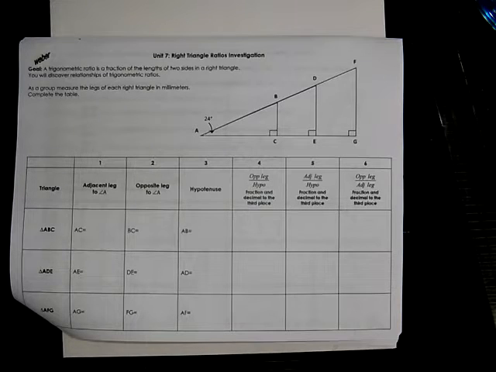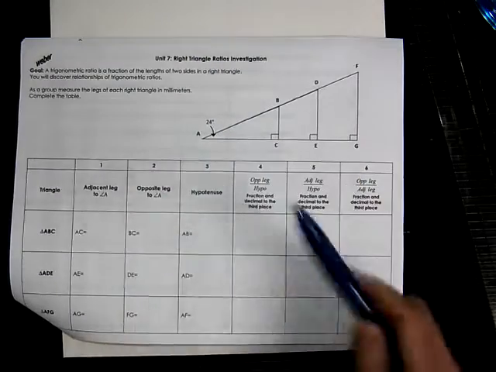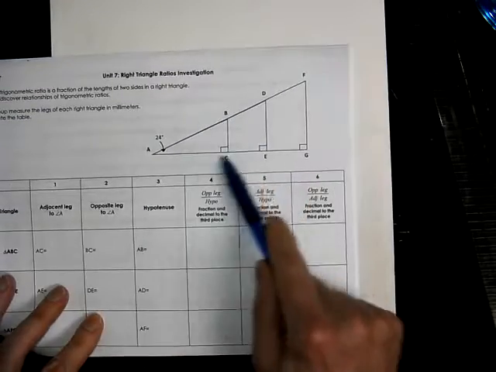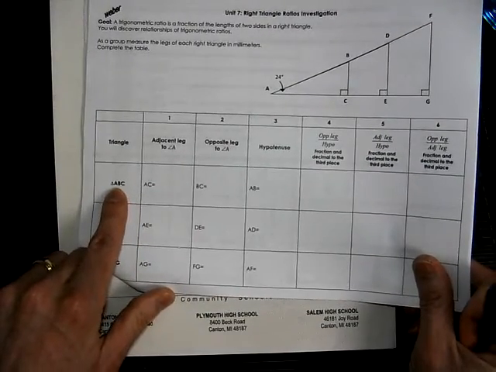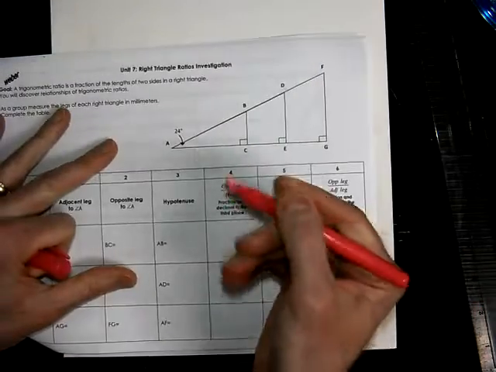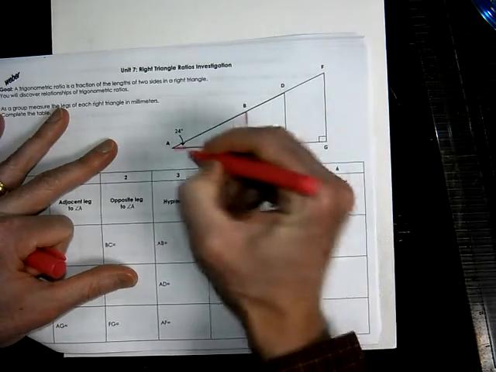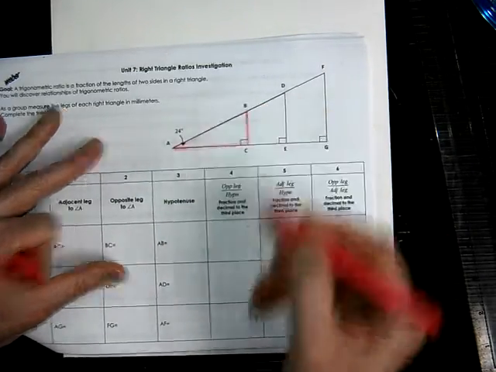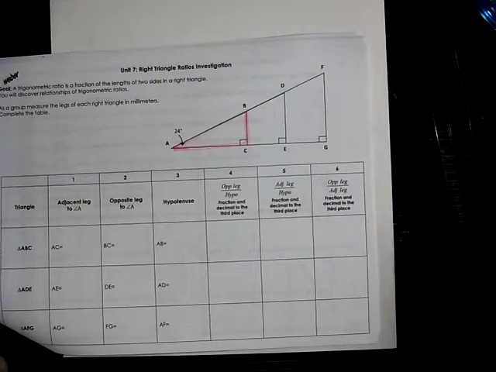This is geometry. We're going to work on a triangle ratios investigation. So you're going to take your triangle, and you're going to take the millimeters on your ruler. What we're first going to do is look at this triangle ABC. ABC is the smaller of the triangles. Take those sides of the smaller triangle.